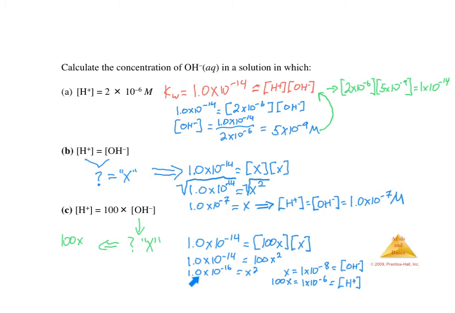Divide both sides by 100. Take the square root. You get x is equal to 1 times 10 to the minus 8, or for the hydroxide concentration, that's 1 times 10 to the minus 8 molar. Now the concentration of your proton or hydronium in solution is 100 times that, which is 1 times 10 to the minus 6 molar. And again, if you take the product of these two, 1 times 10 to the minus 8 times 1 times 10 to the minus 6, you will come back to your Kw, 1 times 10 to the minus 14.